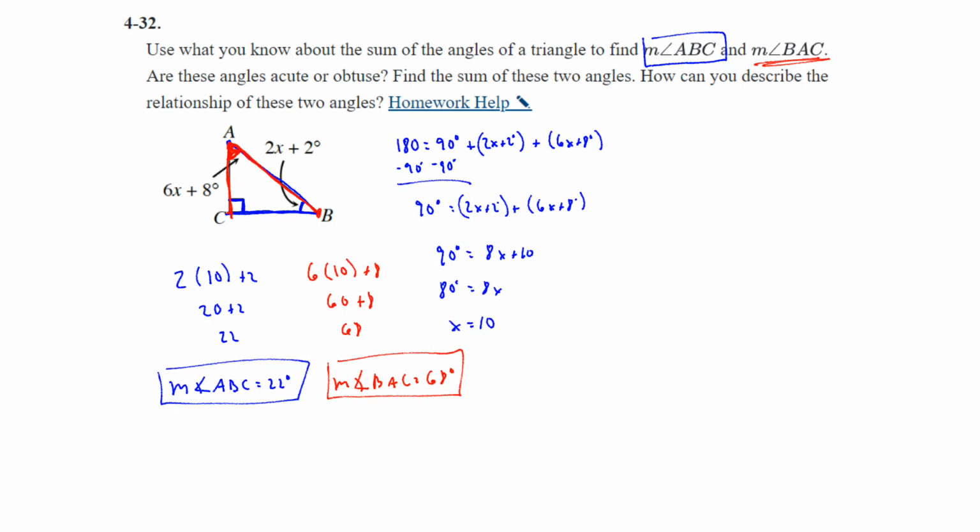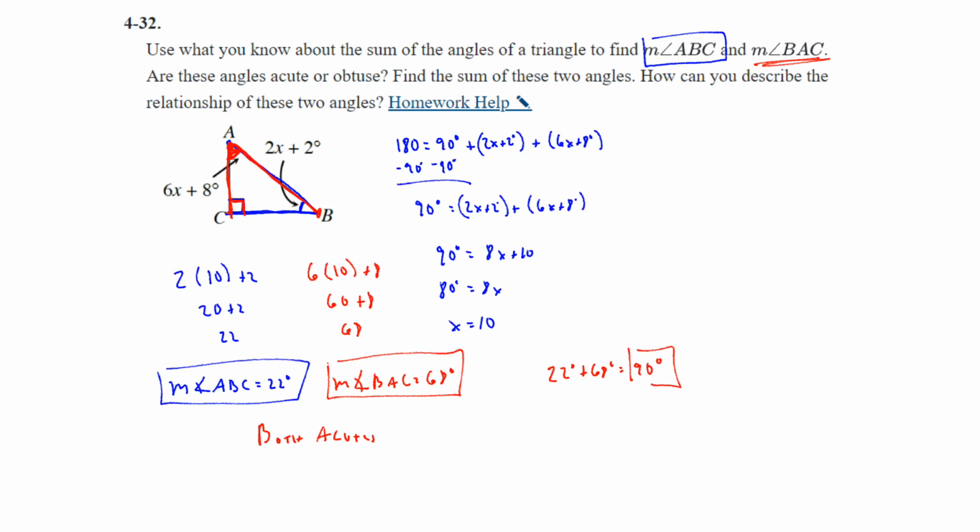Are these acute angles or obtuse? They are both acute angles, which we could have been able to tell before we solved because we have the 90-degree angle, so the only thing left is 90 degrees for the 2 angles. Find the sum of these 2 angles. We know the sum of the 2 angles, 22 degrees plus 68 degrees, will add up to 90 degrees because that's what was left from the triangle angle sum theorem. So the 2 angles will add up to 90 degrees.